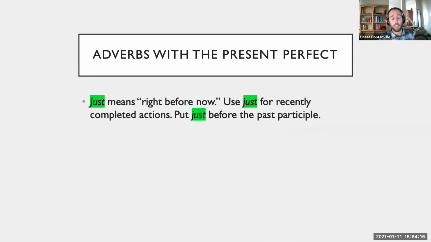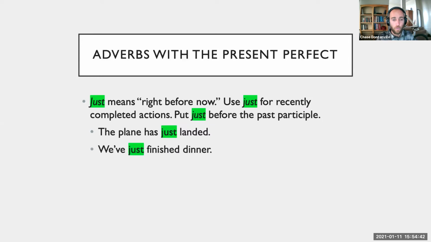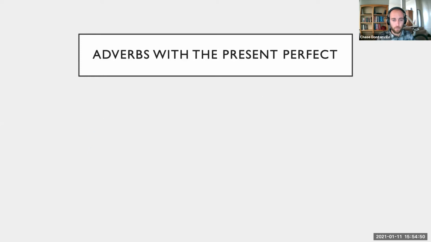Just. So just means right before now. So here's now, just, very close to the present. And we use just for recently completed actions. And you should put just before the past participle or between the helper verb and the past participle. That's where you put just. The plane has just landed. We've just finished dinner. So this is the action just happened.